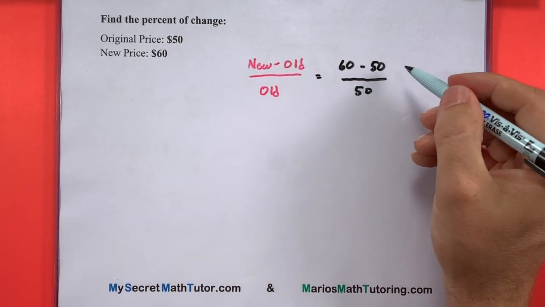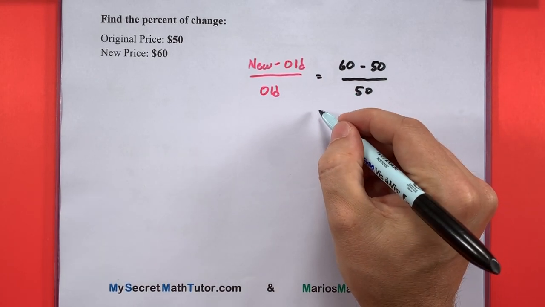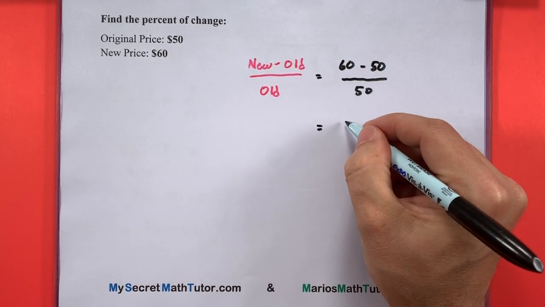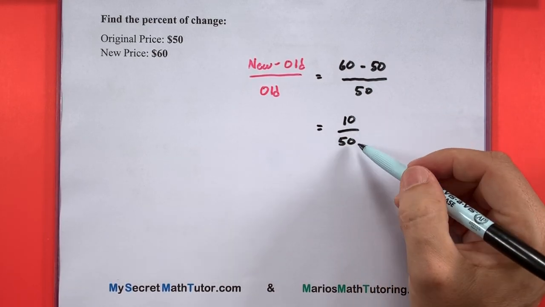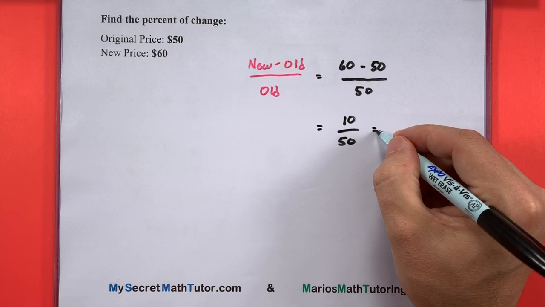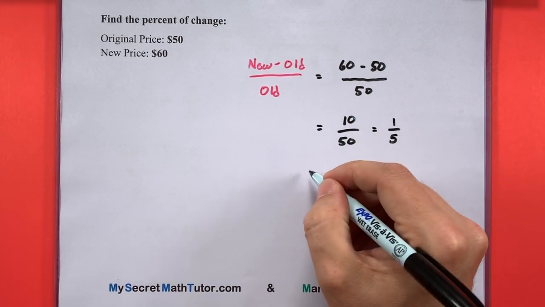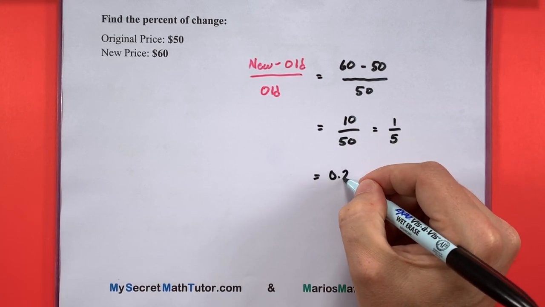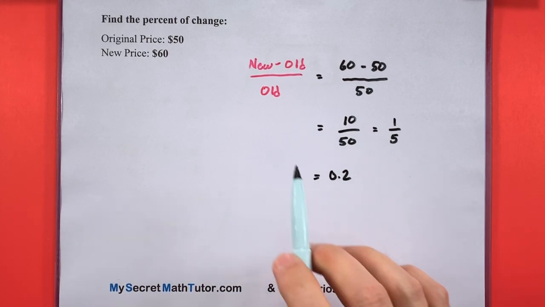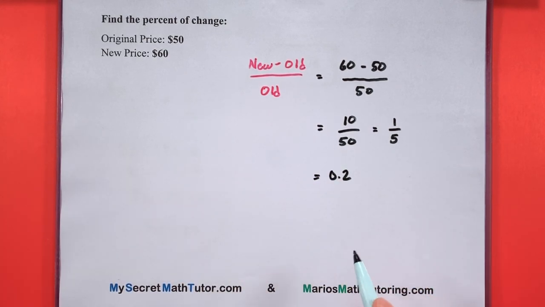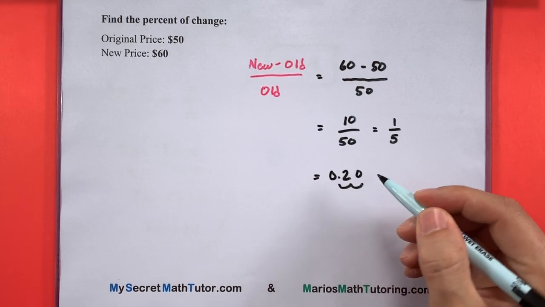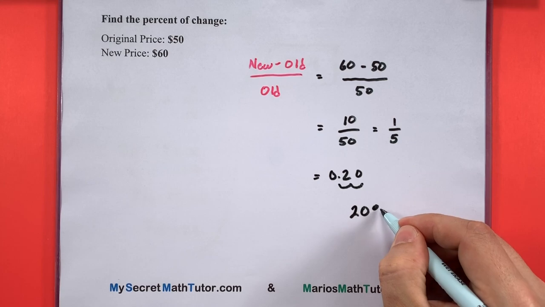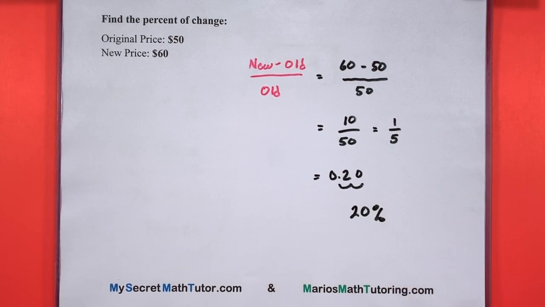Right, so we just have a little bit of math here to work out. 60 minus 50 will give us a 10, all divided by 50. And 10 divided by 50 is the same as 1/5, or written as a decimal, 0.2. Now, of course, we want the percent of change, so we definitely want to write this as a percent. So let's move that decimal place over 2 times, and we will call this 20%. So that'd be the percent of change if our original price is 50, and it now gets bumped up to 60.